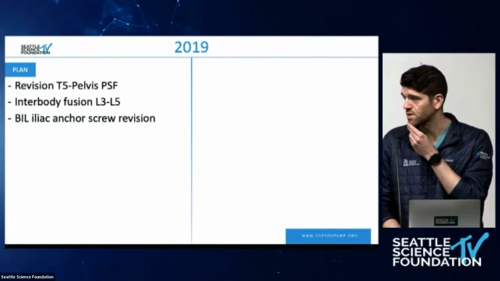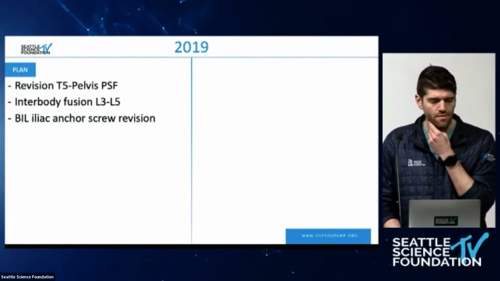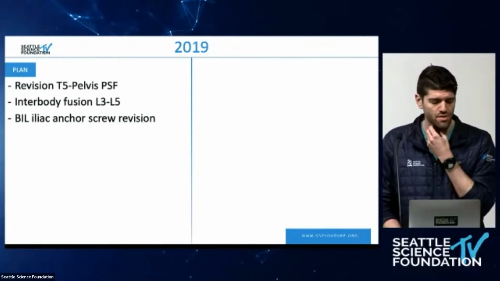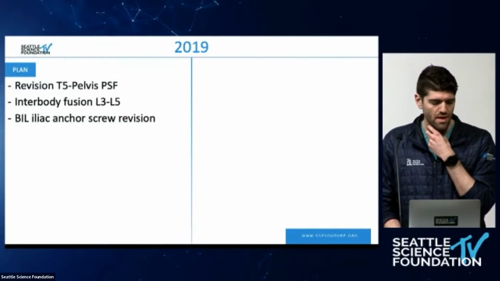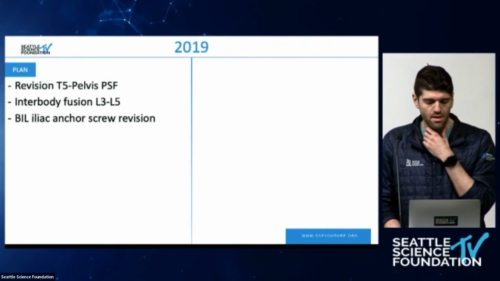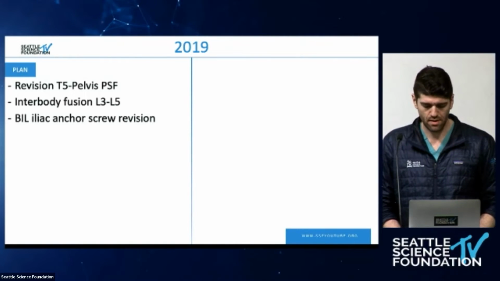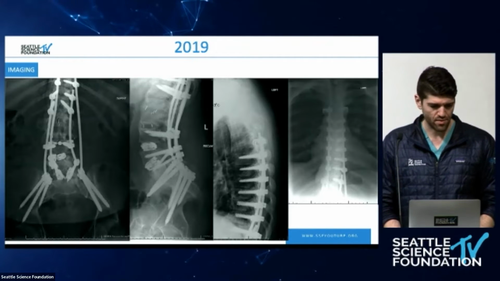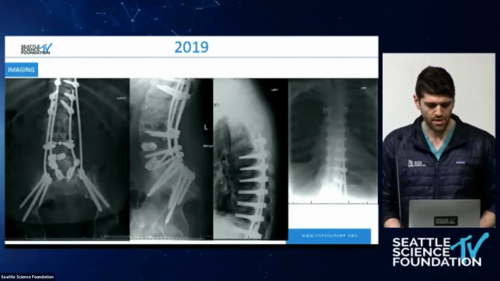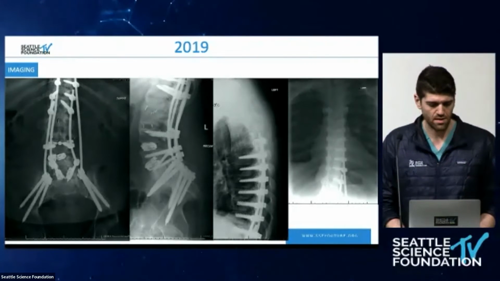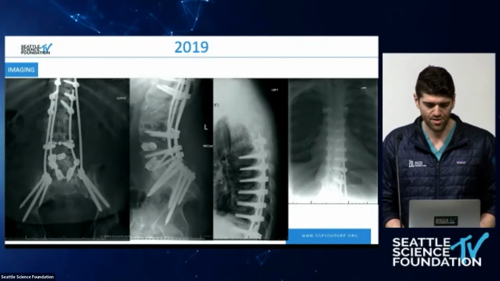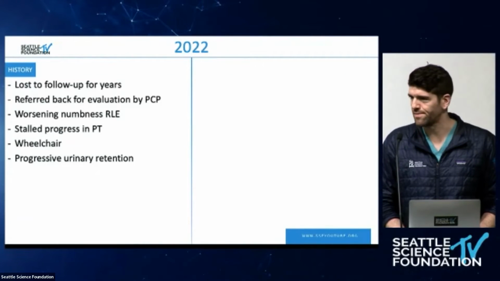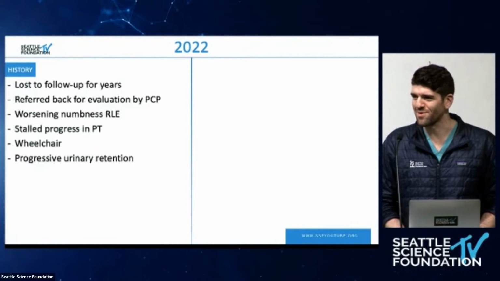Notably, this patient doesn't have much of an L5-S1 and has transitional anatomy down there, and we were revising the loosening iliac screws. So this was what the final construct looked like at the time, and the patient just kind of disappeared for about 3 years.